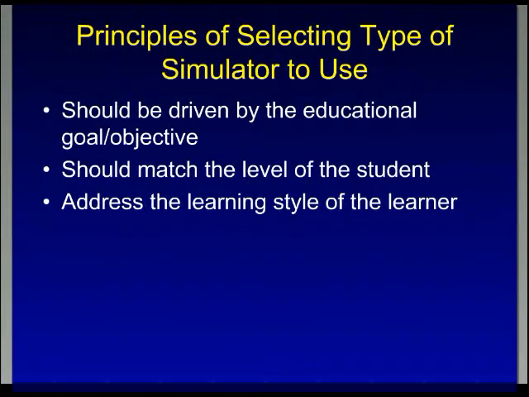So how do you decide? Well, it should be driven by the educational goal or objective. If you're going to teach a psychomotor skill, you might want to start with a task trainer instead of a $40,000 simulator. You also want to look at the level of the students you're teaching.